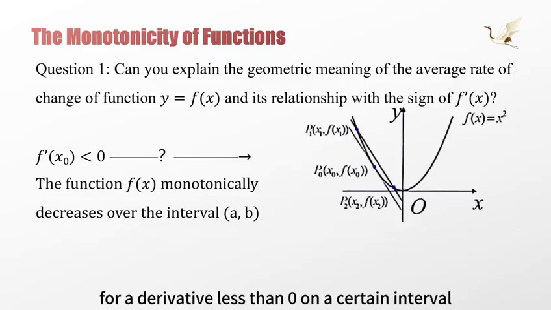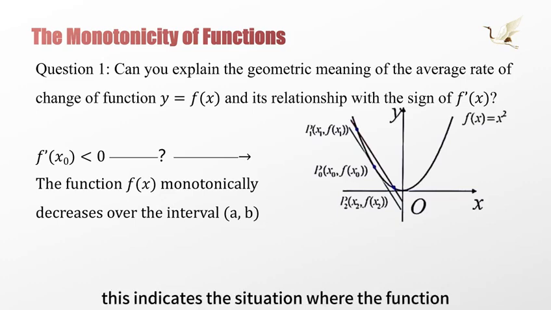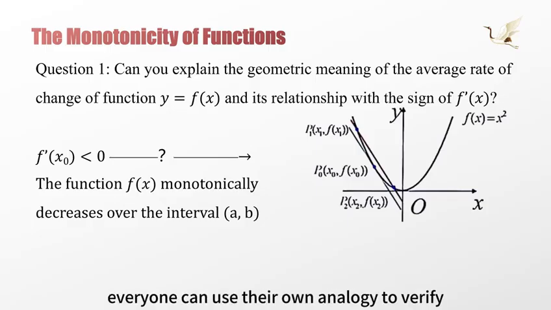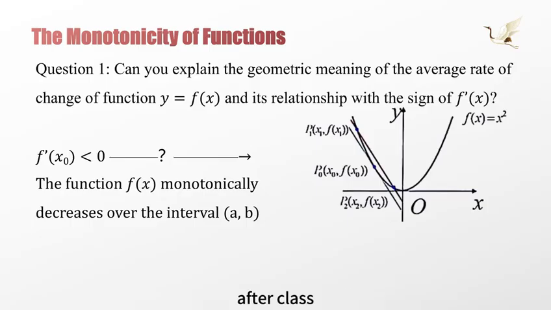Similarly, a derivative less than 0 on a certain interval indicates that the function monotonically decreases on this interval. The proofs are similar. Everyone can use their own analogy to verify after class.